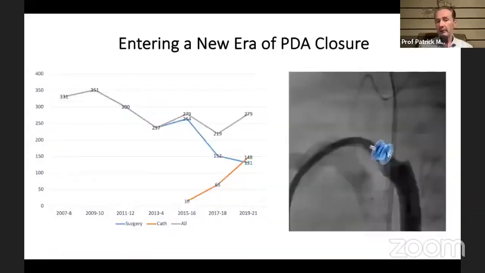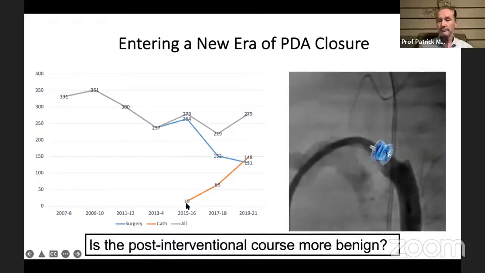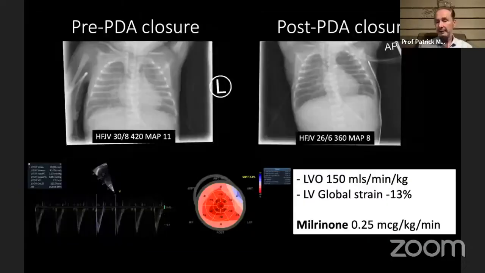But we're now in an era where we're doing less surgery and we're sending babies to the cath lab for PDA closure. Is this more benign? This is a baby recently in our center who went to the cath lab for PDA closure. After intervention, you can see that the lungs look clear. His ventilation is low, 1 hour after. However, based on our PDA surgery criteria, the baby met criteria for milrinone, which was started.